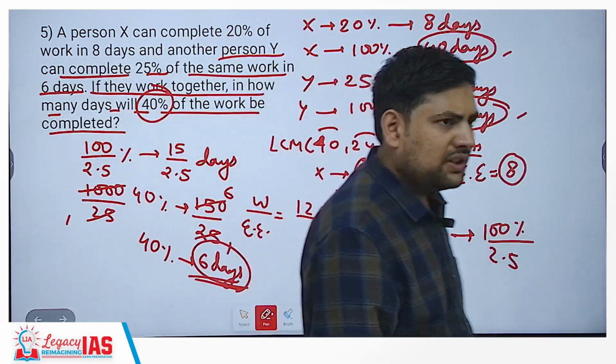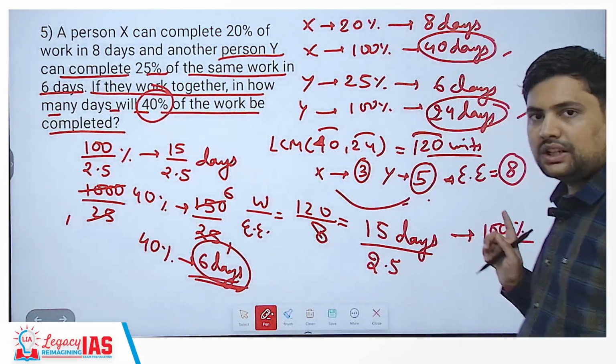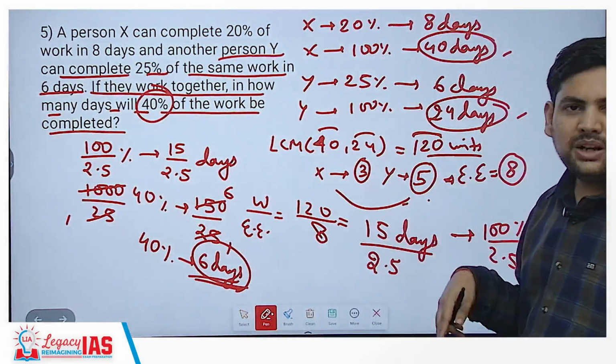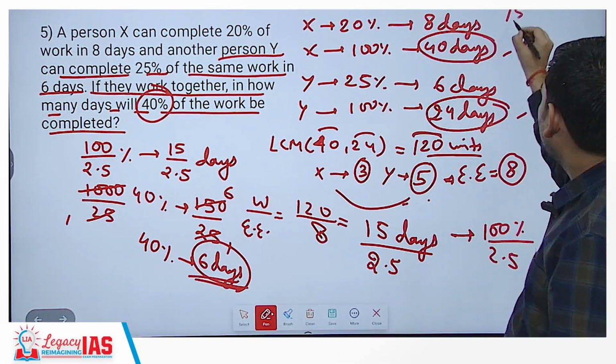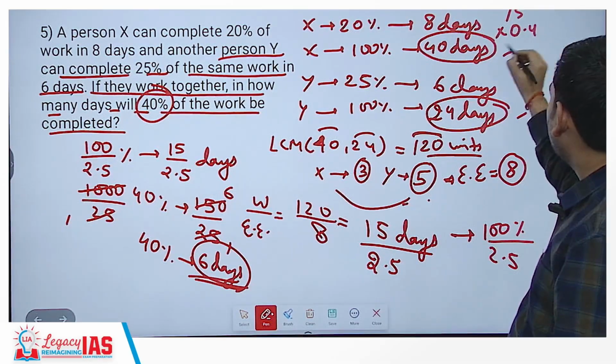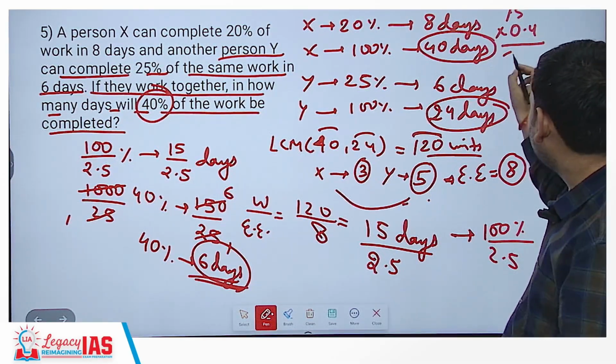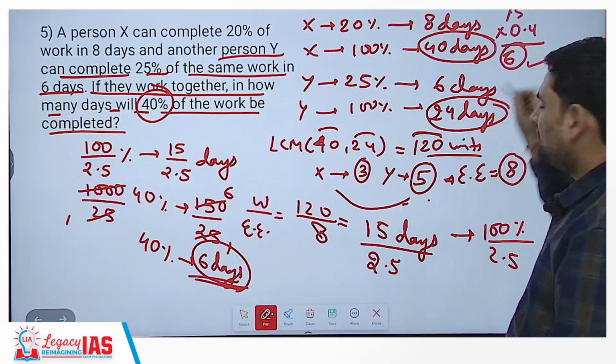By general observation also, if whole work is getting completed in 15 days, 40% will be completed in how many days? 15 into 40%. Correct? 15 into 40% is 15 into 0.4. So 0.4 into 15 gives you what? 6. So 6 days it will be.